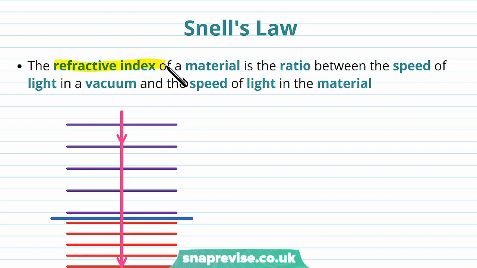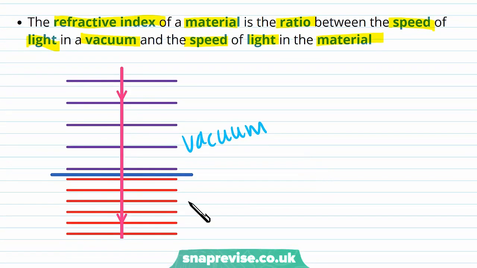The refractive index of a material is the ratio between the speed of light in a vacuum and the speed of light in the material. So, for example, here we have a vacuum and we have another material. And we've got a light ray going from the vacuum into this new material. And we can see that the distance between the wavefronts has changed. So the wavelength has changed and therefore the speed of light has changed as it's travelled into this new material.